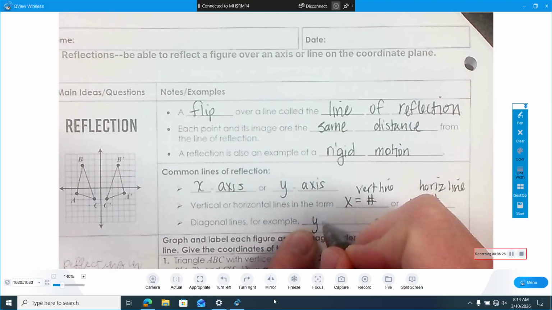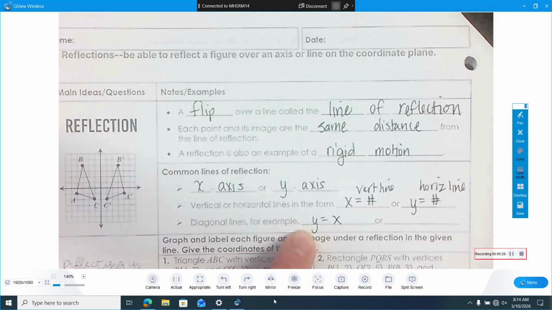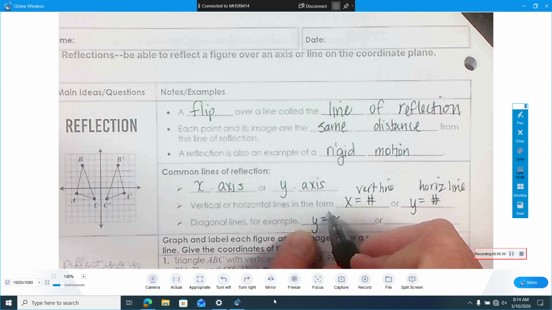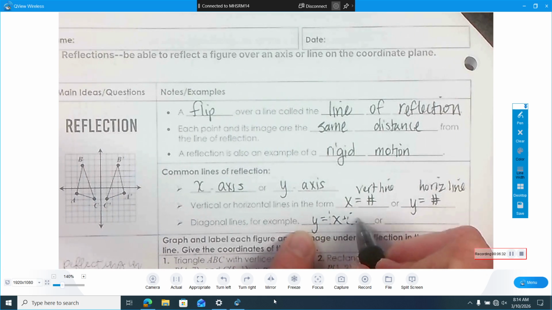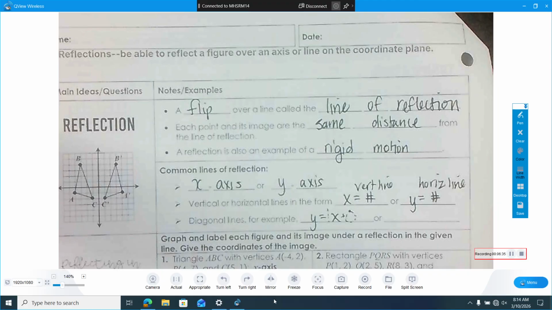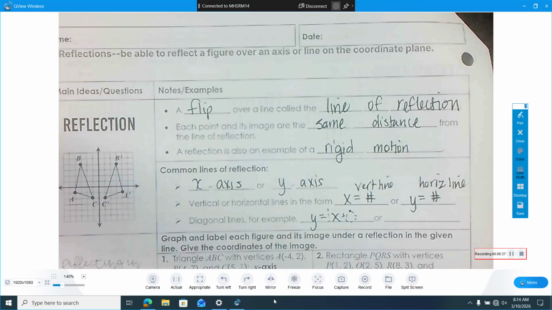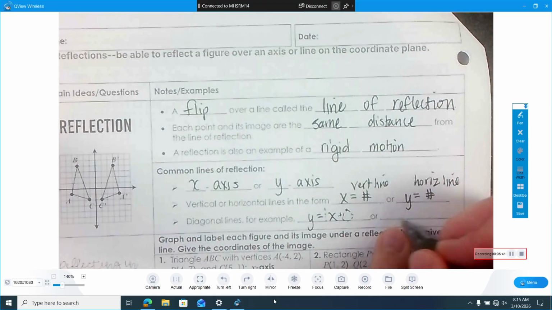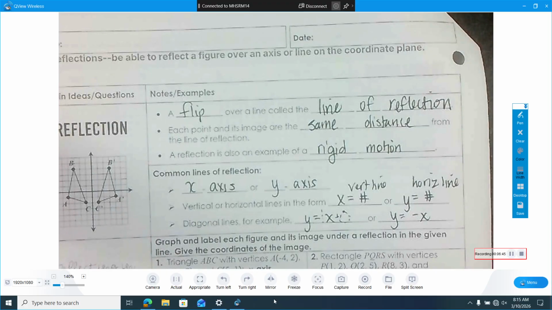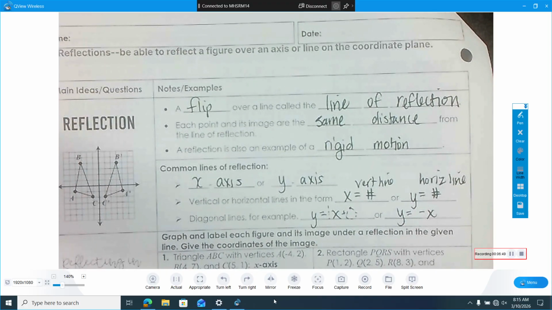If we wanted to, we could do y equals x, which, if you think about it, is 1x plus 0. So that is our diagonal line that starts at 0 and has a slope of up 1 over 1. Okay, so we can reflect over a diagonal line in the positive direction. Or y equals negative x, which is that downhill diagonal as well. I am not sure if we're going to do those or not.